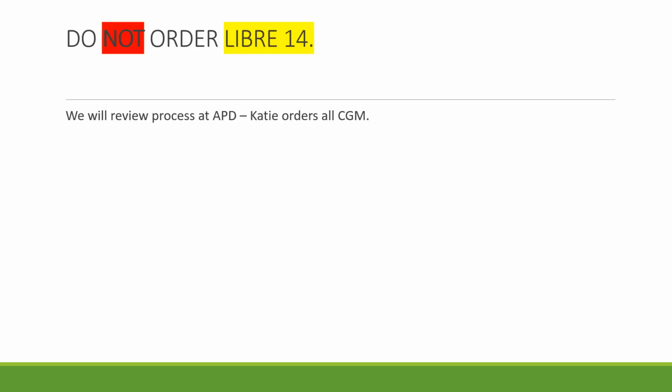And the Libre 14 is their original system, and we should not be prescribing that at all anymore and switching people over to a Libre 3 when possible.